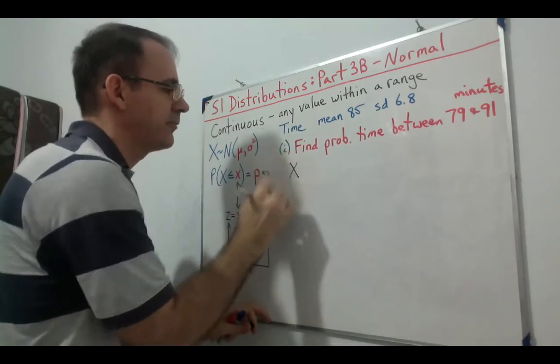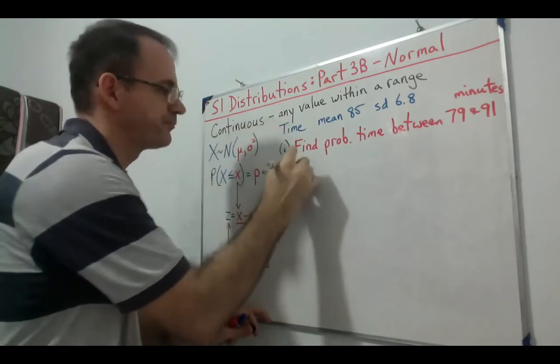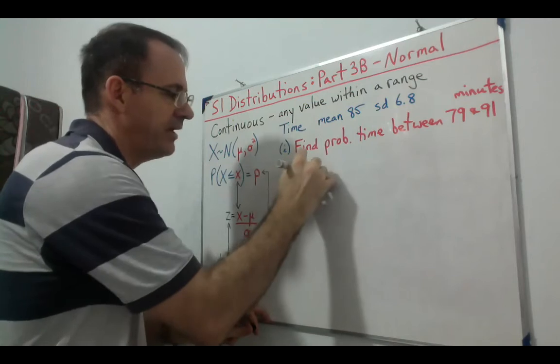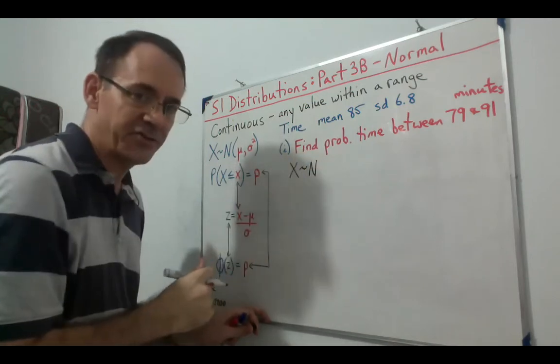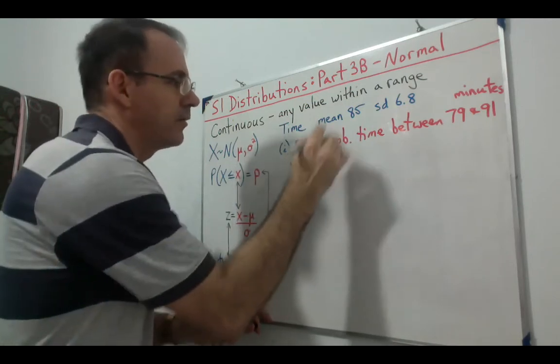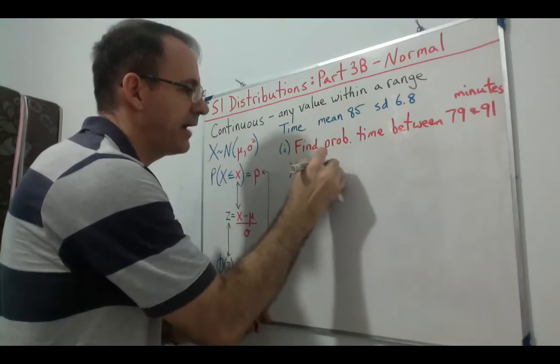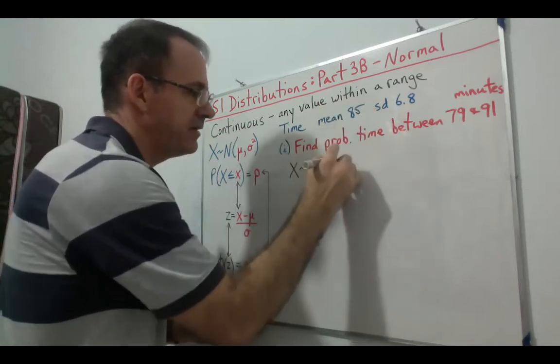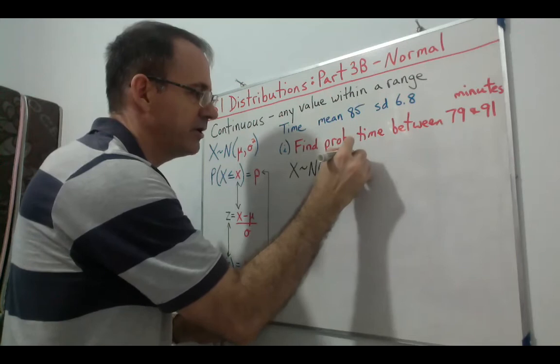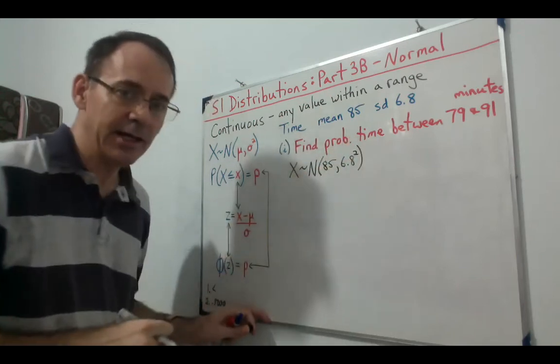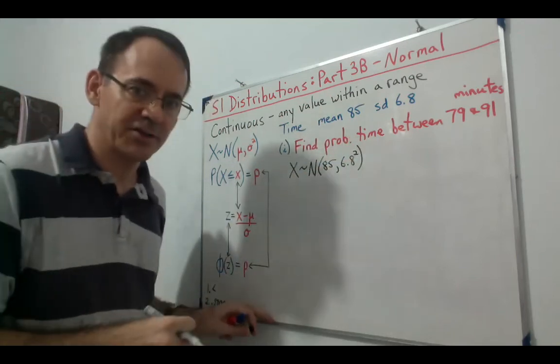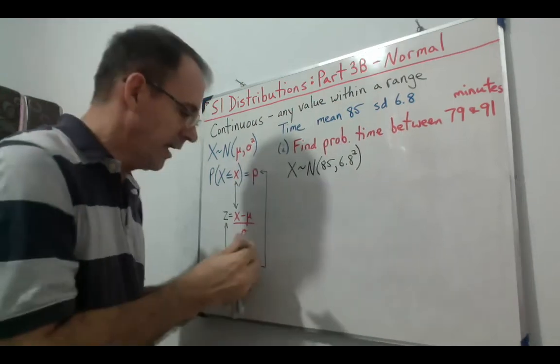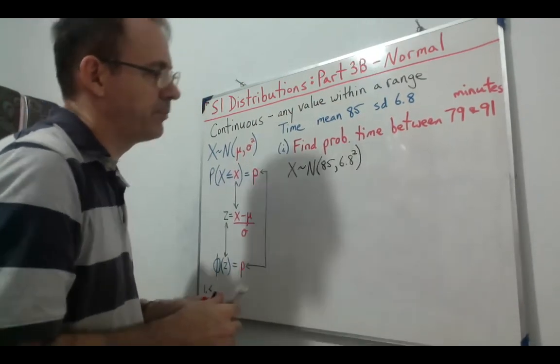So here's our random variable, which is time. It varies normal, so that's our distribution, with a mean of 85 and a standard deviation of 6.8. So we're going to put 6.8 squared because variance is our parameter. Then we want our probability.